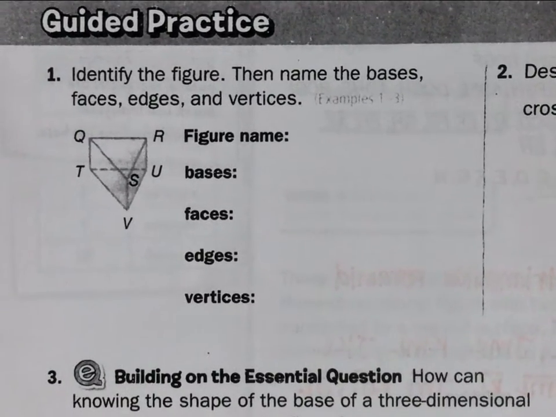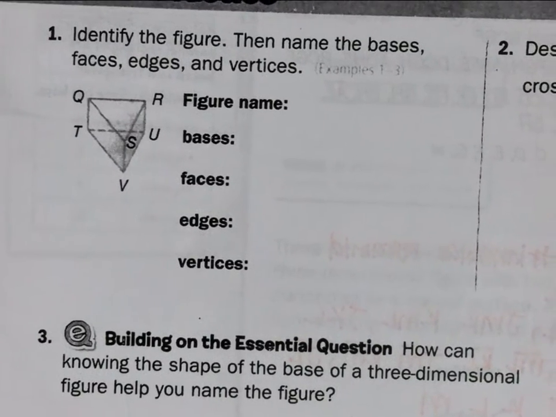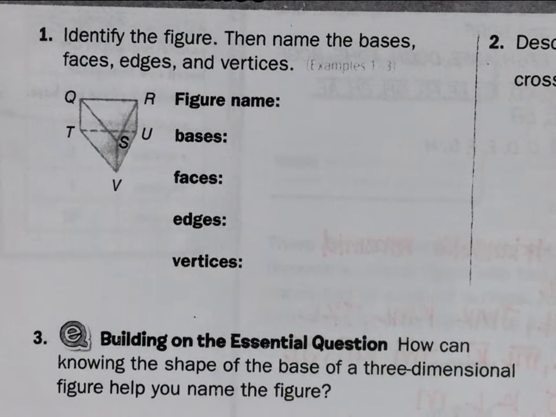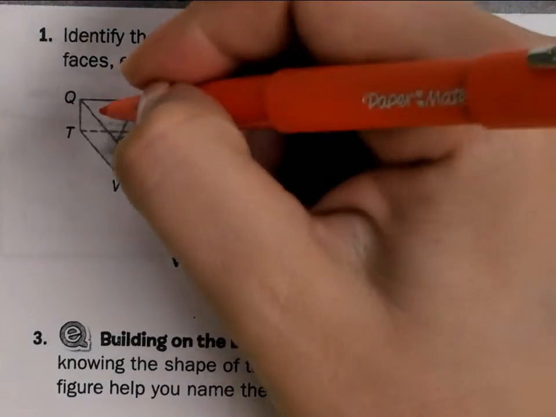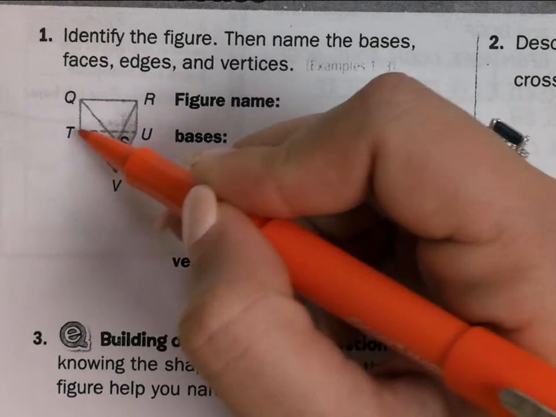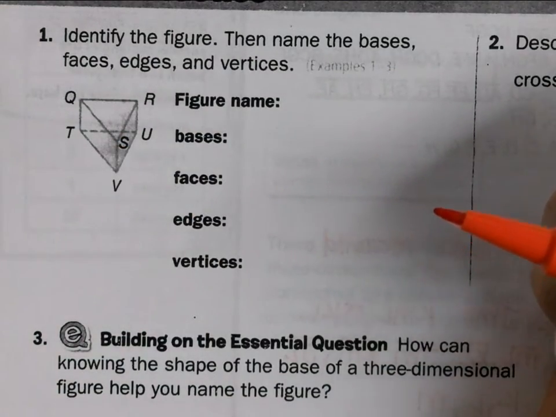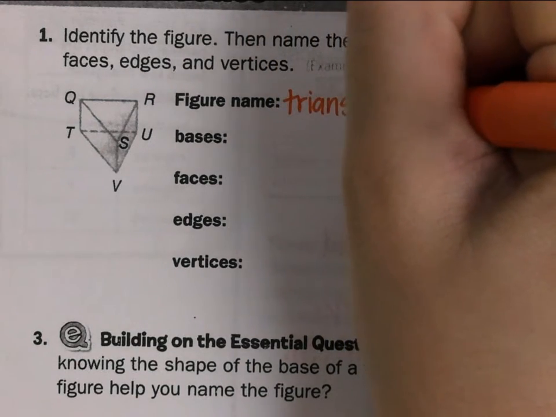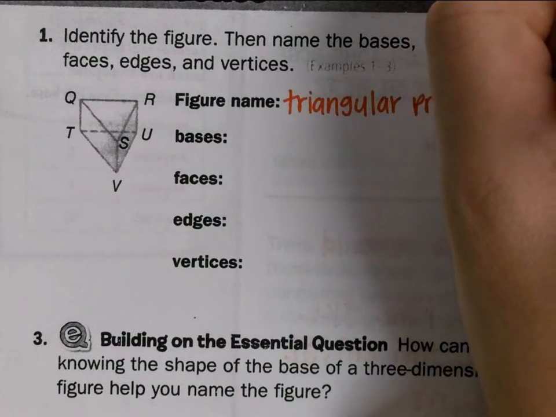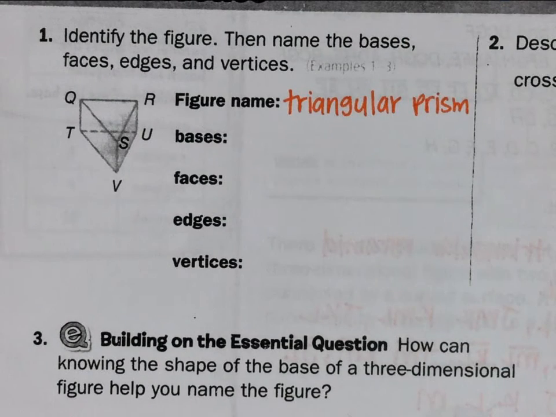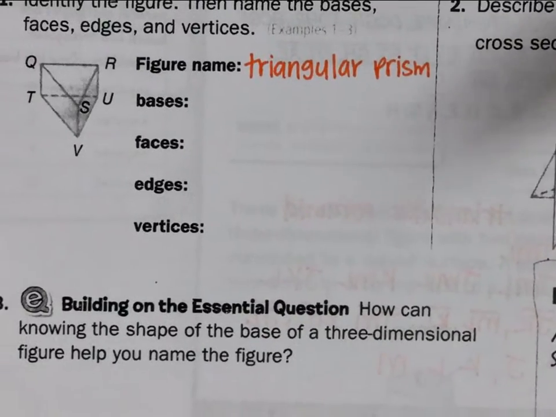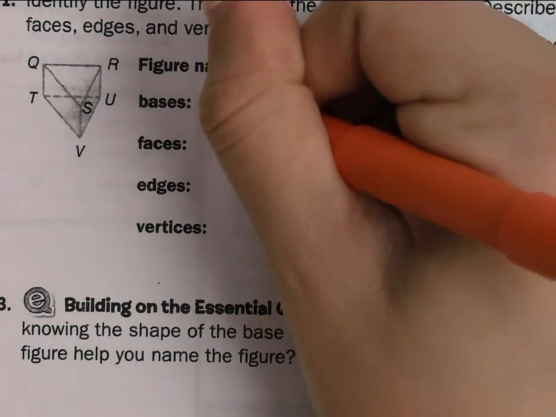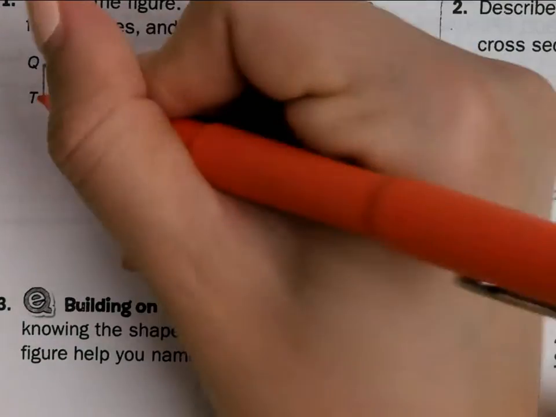Alright, let's do our guided practice. We need to name this figure first. So is it a prism or a pyramid? What is it, Lyndon? A triangular prism. These two triangles right here are parallel to each other, telling me that it's a prism. And they are both triangles. So this is a triangular prism. What would my bases be? QRS. Good. Those two triangles, QRS and TUV.